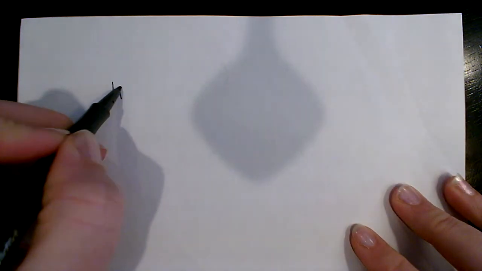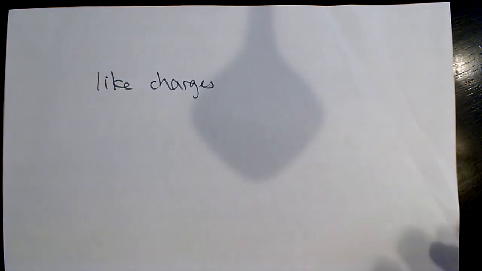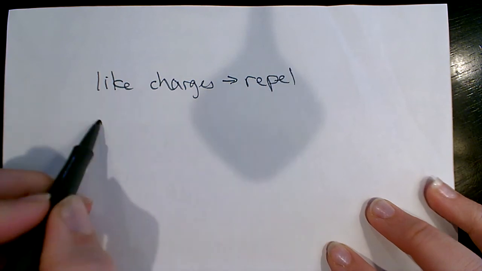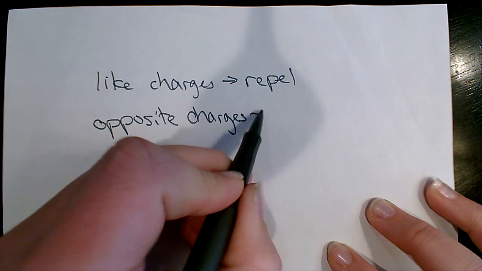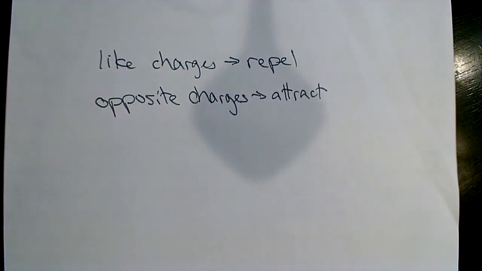Hello physics, this is going to be my version of a review for our electrostatics and Coulomb's law test. So key ideas to remember: like charges, so that would be if I have two things that are positive or two things that are negative, are going to repel, and opposite charges attract.